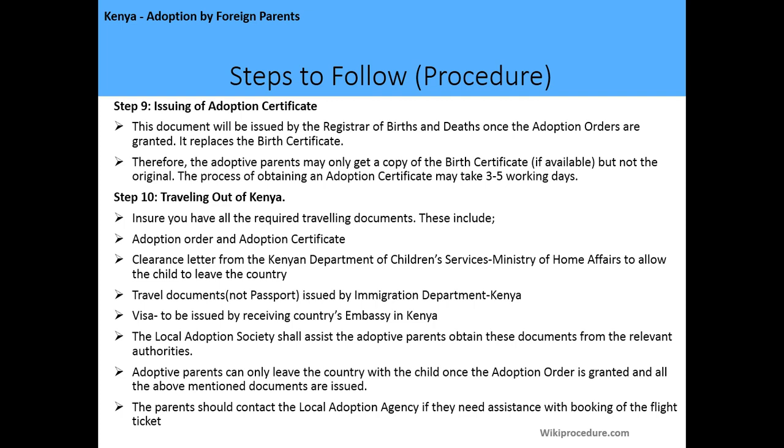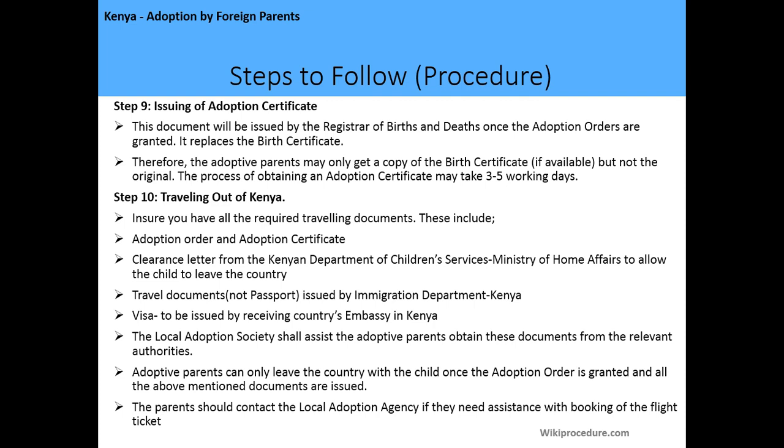The 10th step is traveling out of Kenya. Ensure that you have all the required documents. These include the adoption order and adoption certificate, a clearance letter from the Kenya Department of Children's Services, from the Ministry of Home Affairs to allow the child to leave the country, a travel document, not necessarily a passport, issued by the Department of Immigration of Kenya, and a visa which will be issued by the receiving country's embassy in Kenya. The local adoption society shall also assist the adoptive parents to obtain these documents from the relevant authorities.